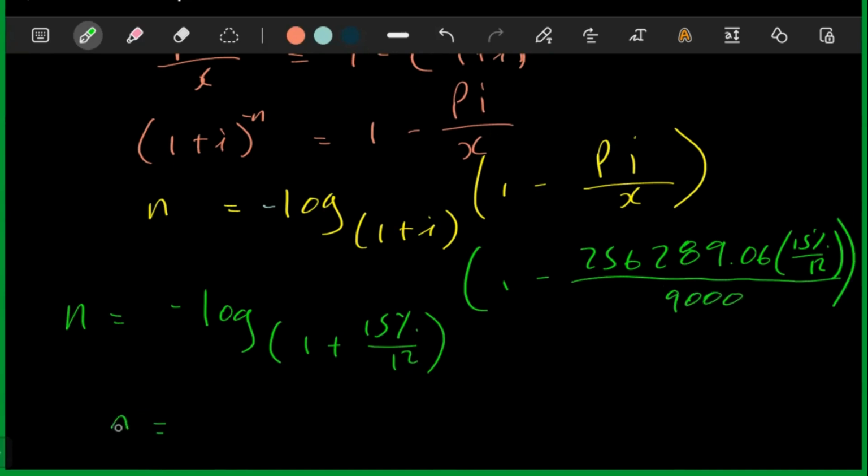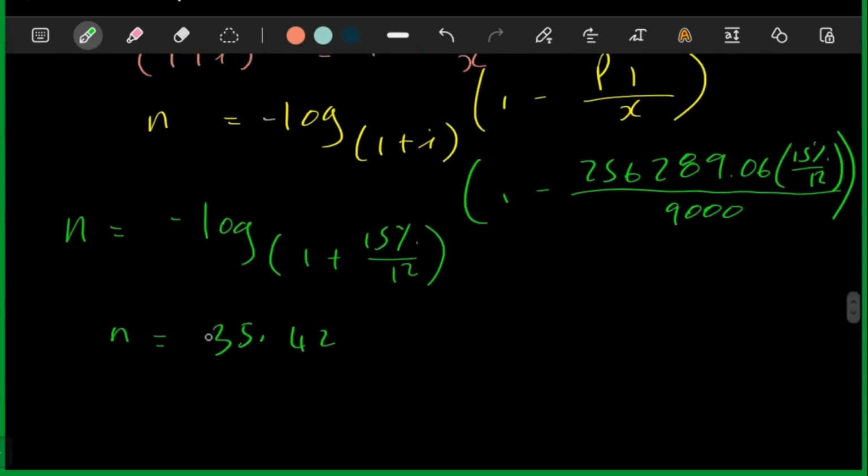So n here, let's see what n is. Put everything in the calculator, find out what n is. We should expect n to obviously be smaller than 56 and 46. So let's see what this gives us here. To two decimal places, 35.42.